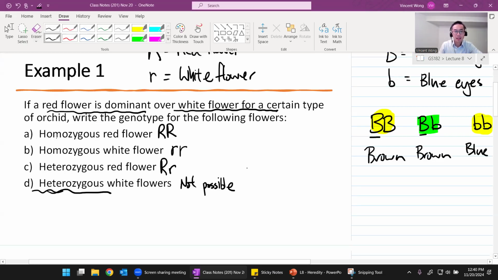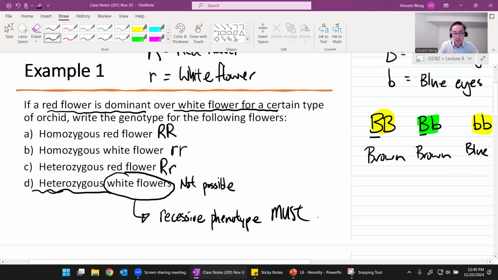Okay. So what's the point here? The point is if I tell you the phenotype of a recessive trait, then you know for certain it has to be pure. Recessive phenotype must be homozygous. Whereas a dominant phenotype, red in this case, might be big R, big R, or big R, small r.